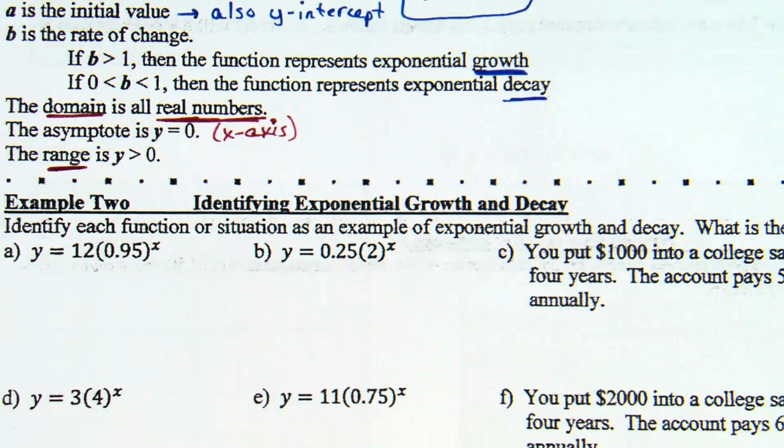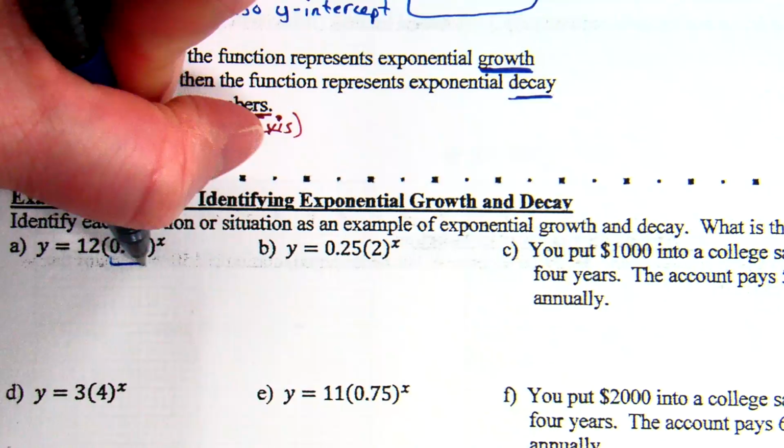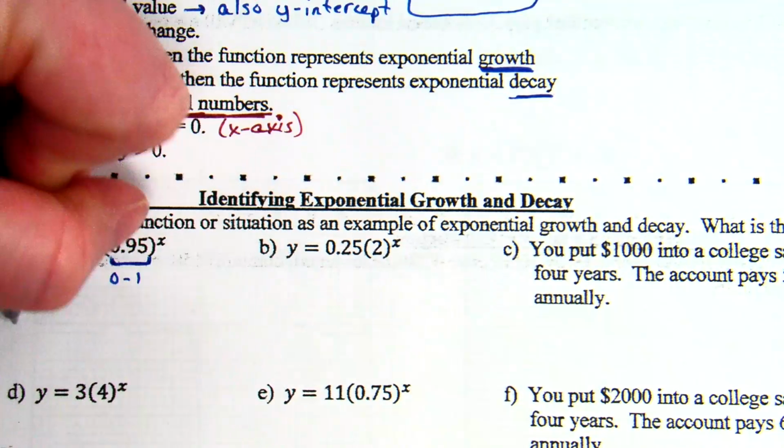Why? Okay, so what number do we look at to decide if it's growth or decay? The one in the parentheses, the one that has the exponent. So what has the exponent of x? Is the 0.95. What do you know about 0.95? Yeah, it's between 0 and 1, yes? It's less than 1, between 0 and 1. And so for that reason, I know that this is exponential decay.